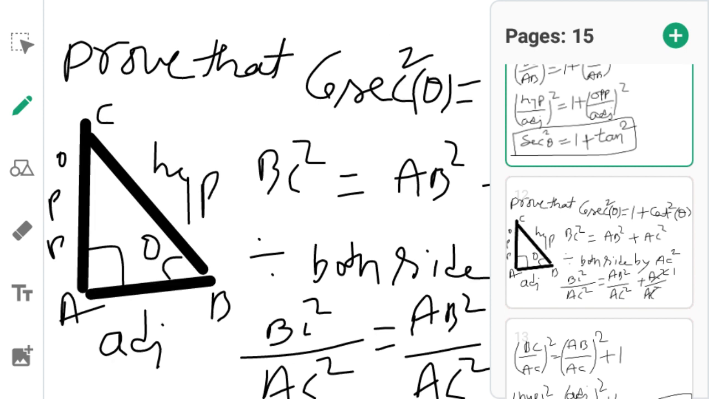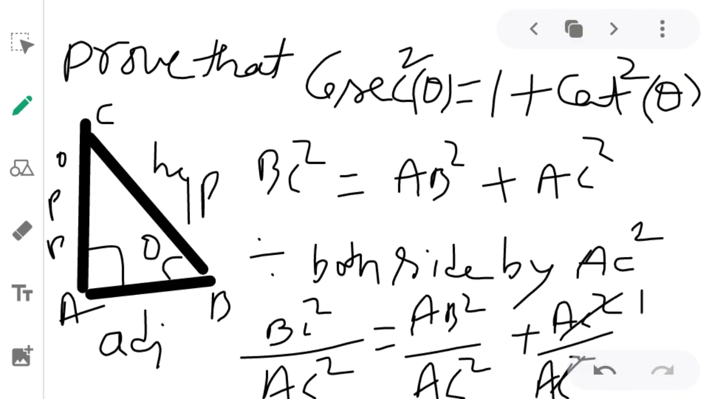Next I am going to prove the last but one of the important relations, that is cosecant square theta, the fourth ratio, equals 1 plus cot square theta, the sixth ratio. Here, once again, we have to begin with the Pythagoras equation. BC square equals AB square plus AC square. Here I am dividing both sides by AC square. In the second proof I divided with AB square. Now in this proof, I am dividing with AC square.